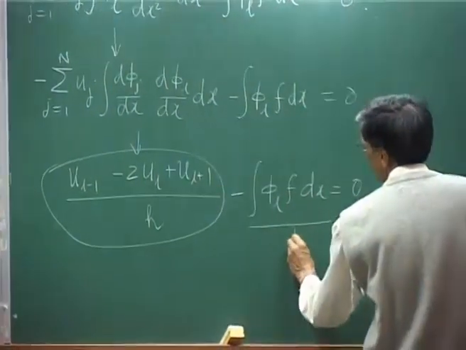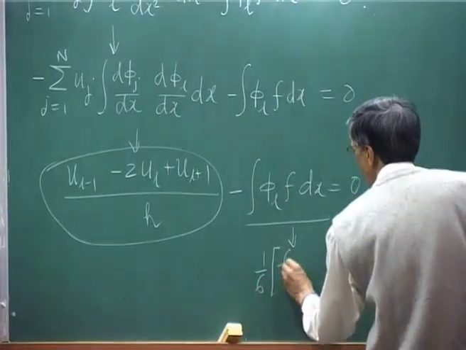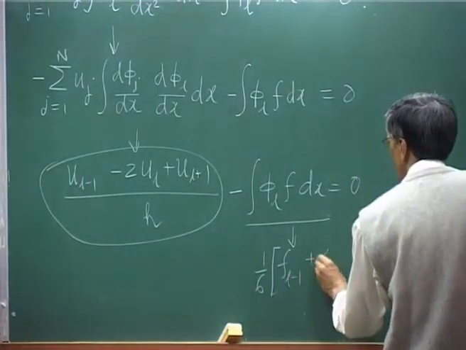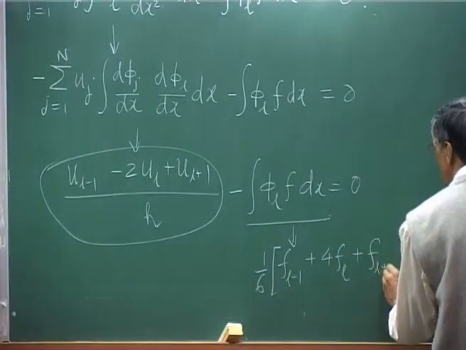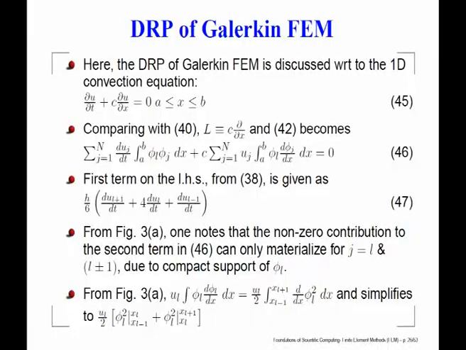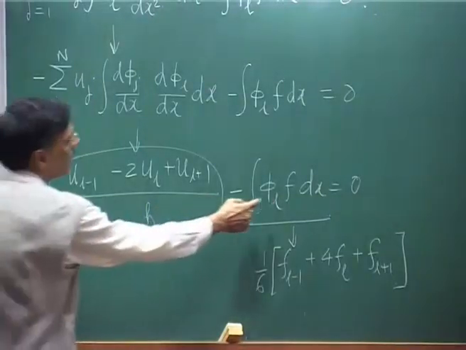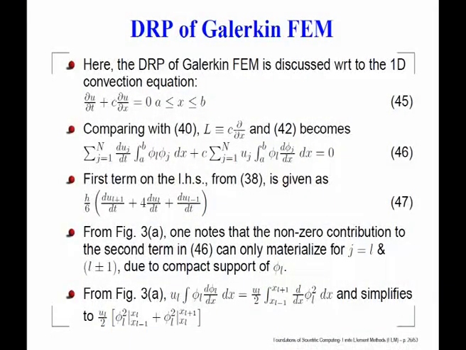See, this term we saw that this was nothing but 1/6 of f of L minus 1 plus 4 f of L, and this is f L plus 1. So, this term is exactly like this term. Think of f as nothing but duj dt, and then you basically get this term as this. Okay.